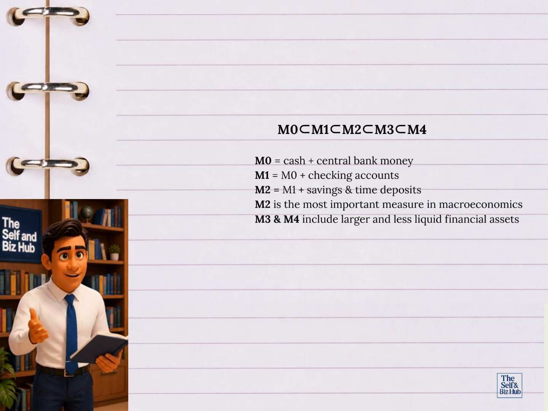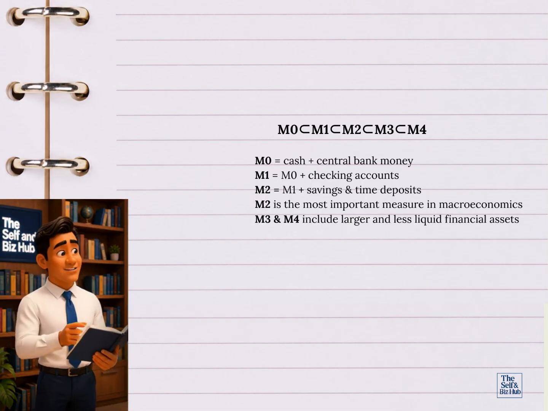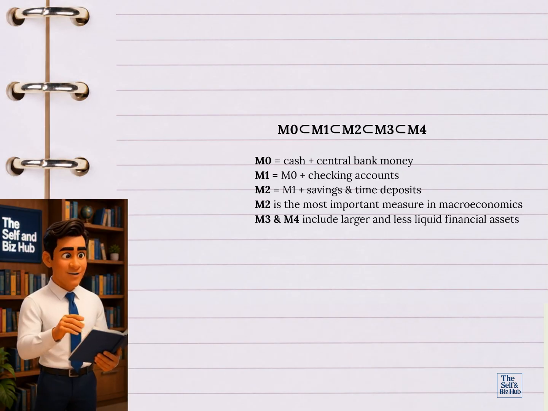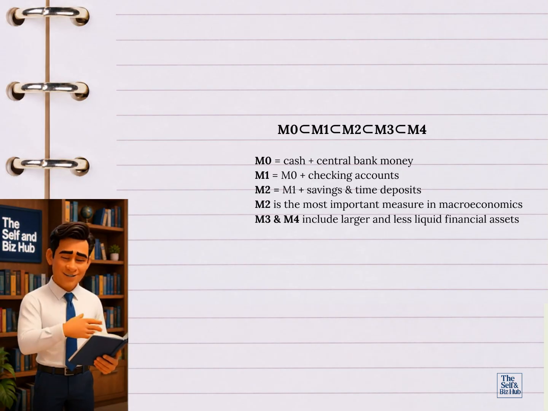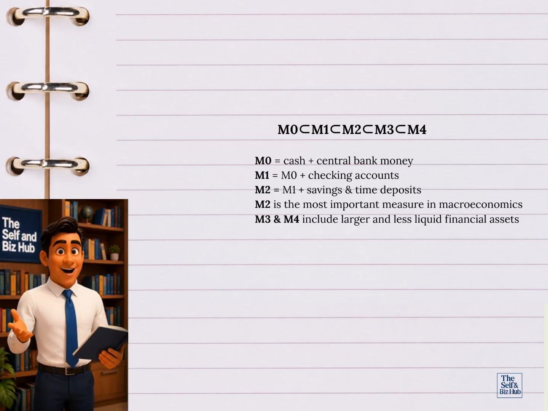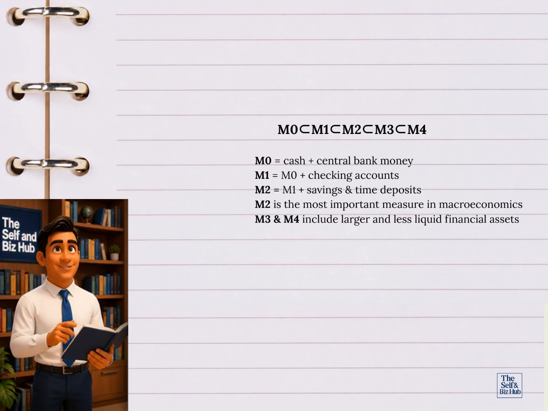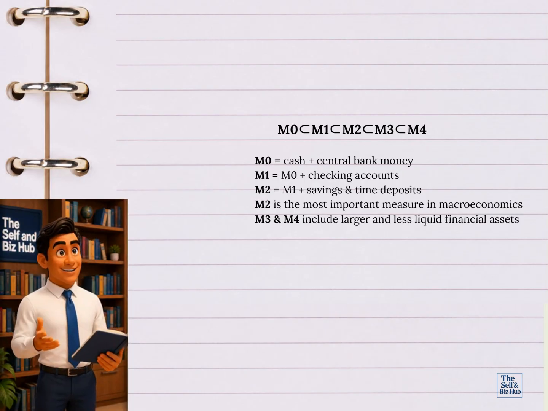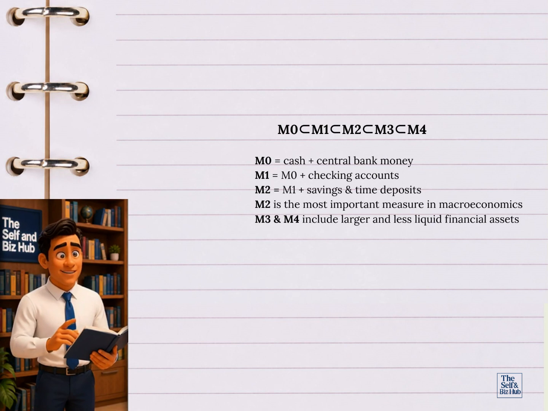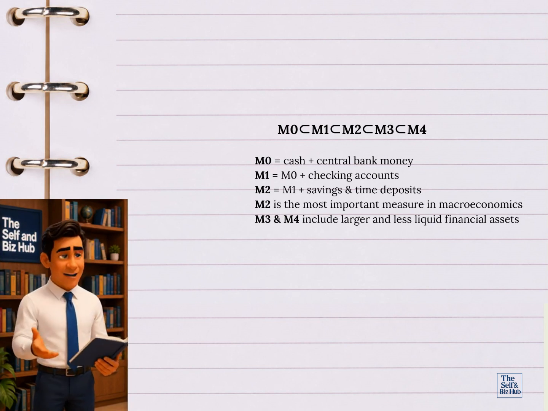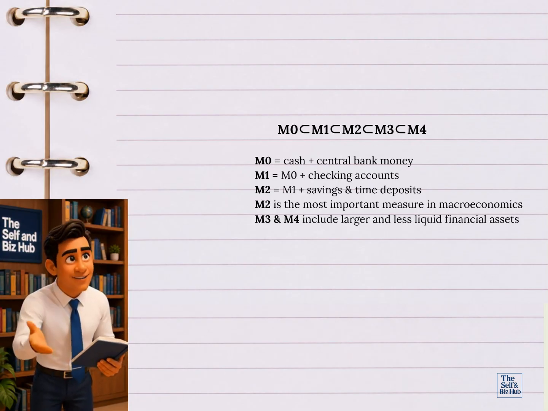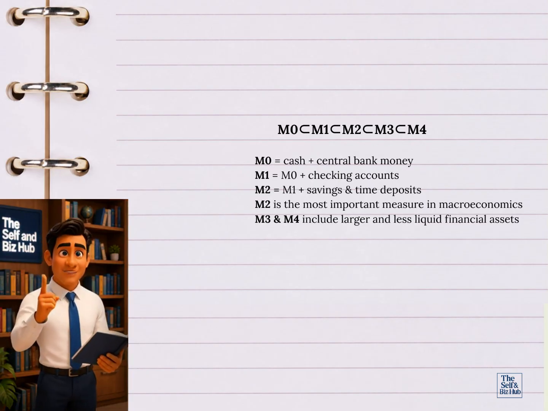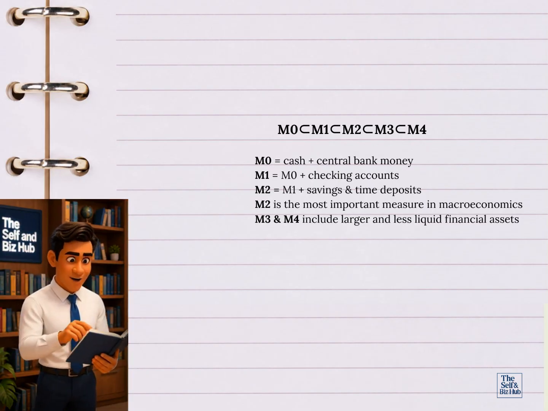M3 is an even broader money supply measure. It includes M2, large time deposits, institutional money funds, and other large liquid financial assets. At this level, we are no longer talking only about money for spending, but also about a large share of the economy's financial savings. M4 is an even broader concept and is not used consistently across all countries. It may include M3, long-term deposits, and additional financial instruments that can be converted into money, but not quickly. So M4 represents the widest measure of liquid financial assets.